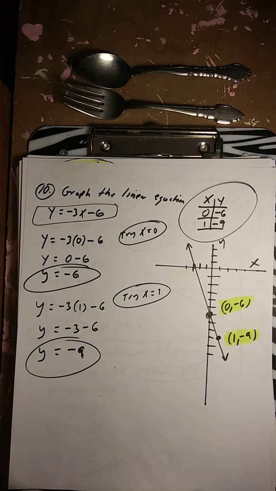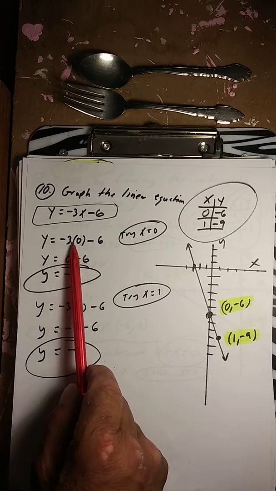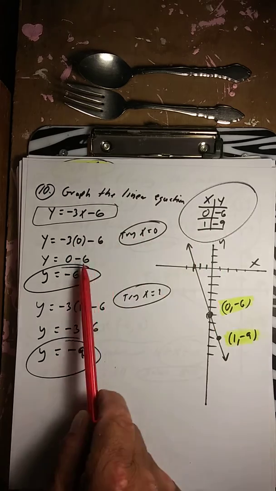Alright, this one. Graph the linear equation. There it is. So I'm going to try 0. 0 times that is 0, 0 minus 6, minus 6. So I know that (0, negative 6) is a point.